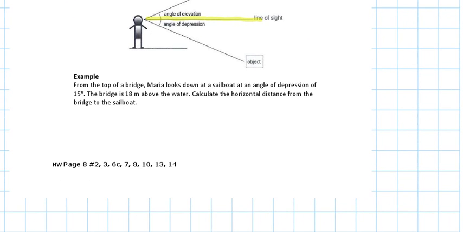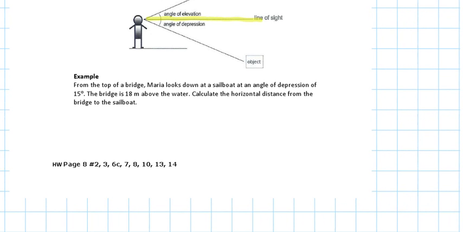So we have a word problem here. We're going to read it and then we're going to try to solve it. From the top of the bridge, Maria looks down at a sailboat at an angle of depression of 15 degrees. The bridge is 18 meters above the water. Calculate the horizontal distance from the bridge to the sailboat.